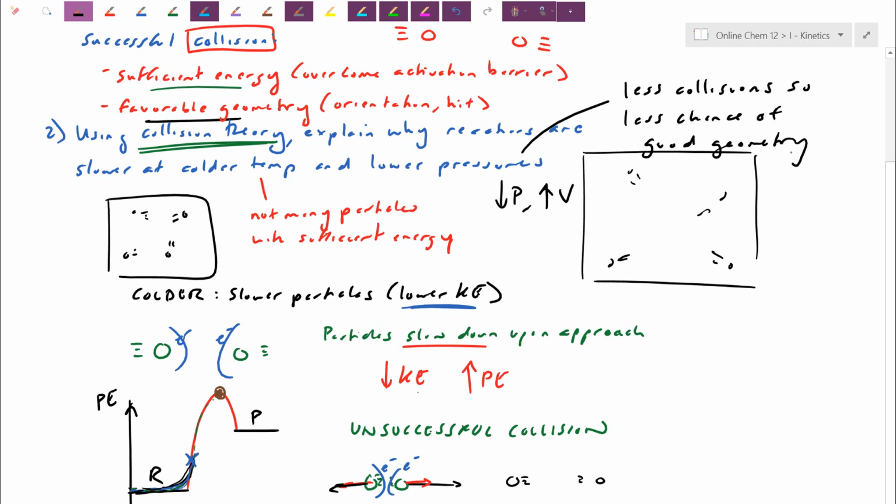Less chance that you're going to have a collision coming in with particles that are moving fast enough and come in with the right geometry so that bonds can break and bonds can form. We're going to need so much extra energy, and I really didn't have that energy to begin with anyways, right?